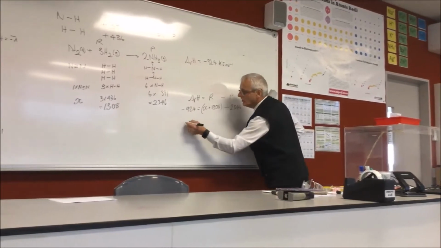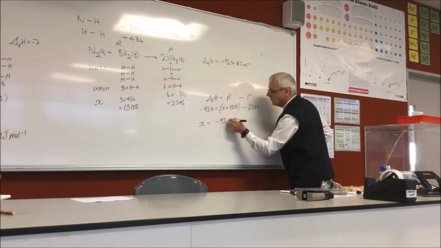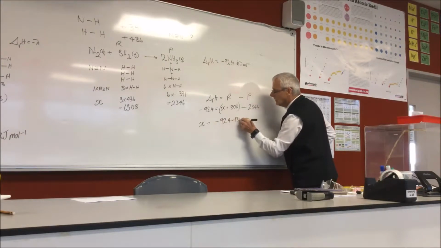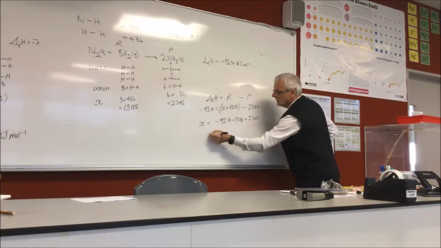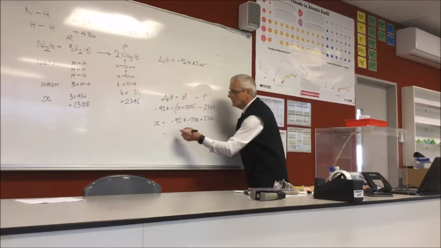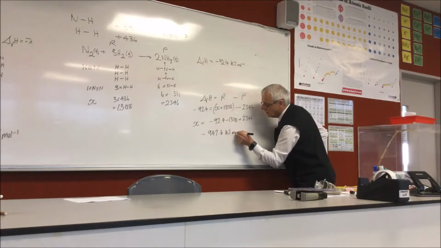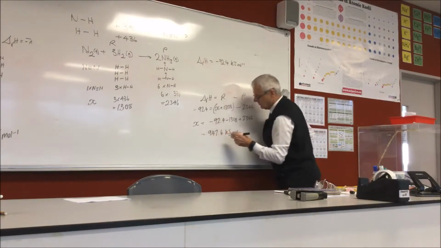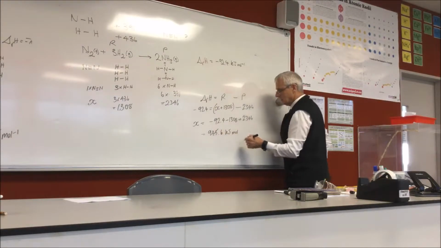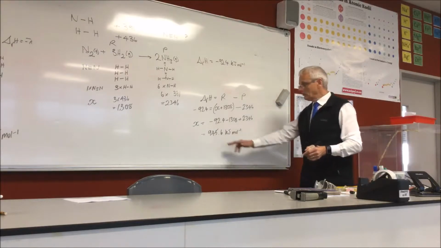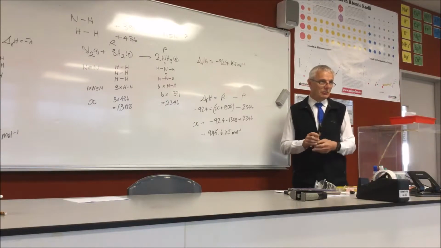So if I now rearrange this, x is equal to minus 92.4 minus 1308 plus 2346. Somebody tell me that? 945.6 kilojoules per mole. Okay. And it must be positive because it's a bond energy. So if you get a negative number, you've done something wrong somewhere.